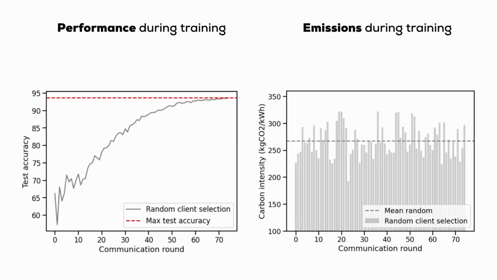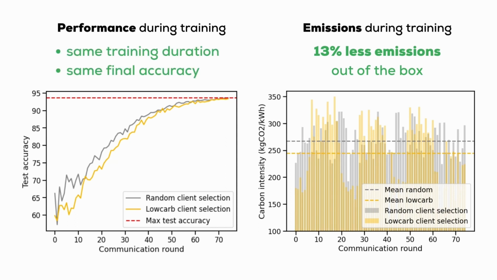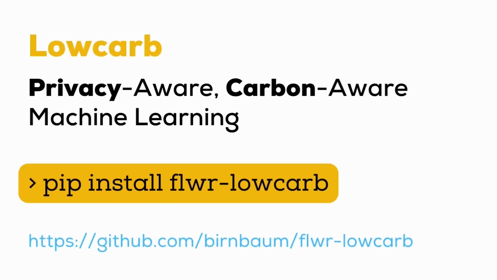We performed this training twice on real data during the same 4-day period. Once with the default random client selection that comes with Flower, and once with our plugin activated, which managed to reduce the carbon emissions out of the box by 13%, without any sacrifices on training duration and final accuracy, and without introducing unfairness in client selection. Our prototype is publicly available, open source, and ready to use. Try it out now.